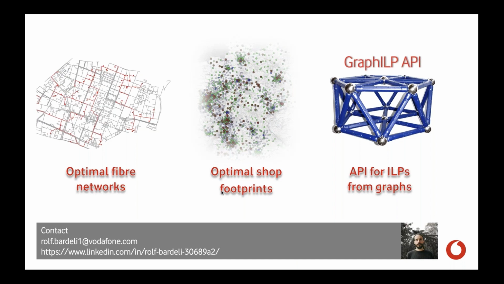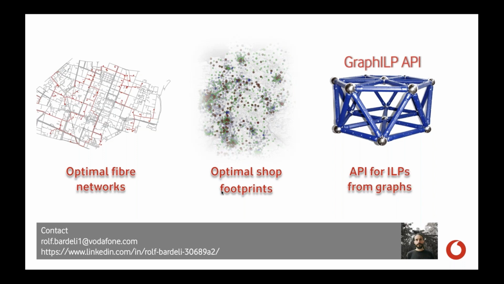So we've looked at, again, 3 use cases from 2 application areas. We've looked at how to find optimal fiber networks in the sense of optimal return on investment, minimal building cost, and maximal revenue from potential customers. And we've looked at optimal shop footprints. On the one hand, more generally, being able to find optimal countrywide footprints under certain conditions. The interesting thing about it is that it's a nice combination of integer linear programming and machine learning.